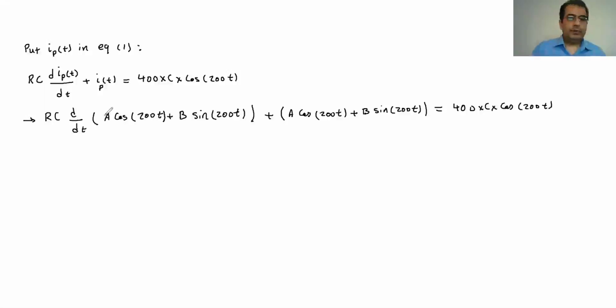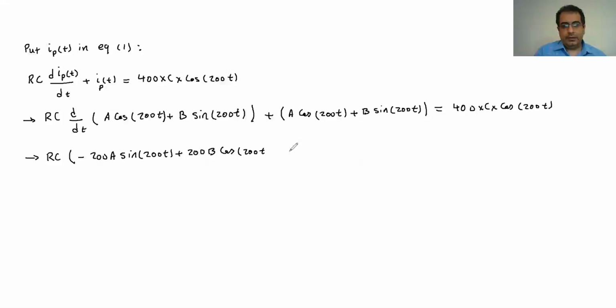If I go ahead and do the differentiation and the calculation, what I'm going to get is RC times negative 200A sine 200t plus 200B cosine 200t, and then we have this term itself, A cosine 200t plus B sine 200t, and this is equal to 400 times C times cosine 200t.